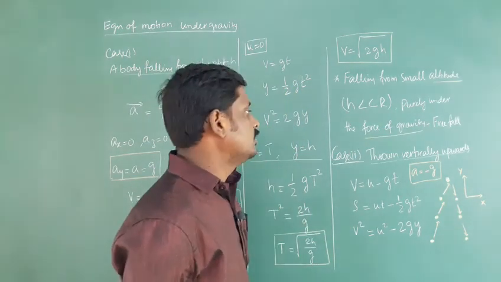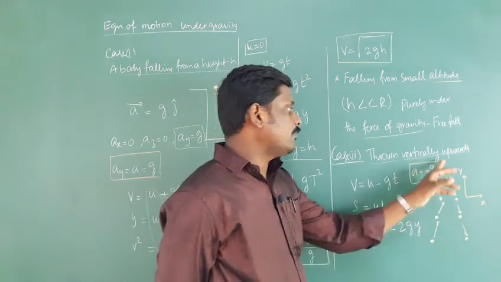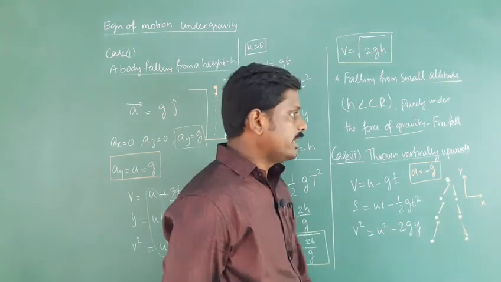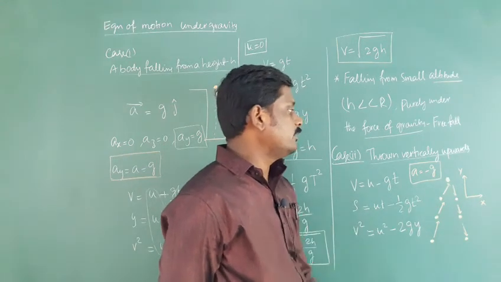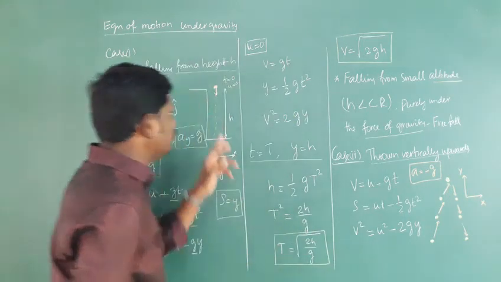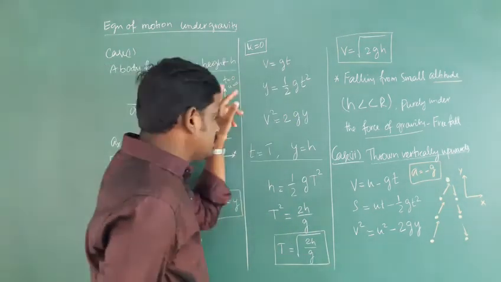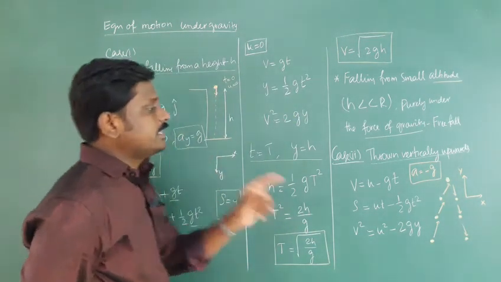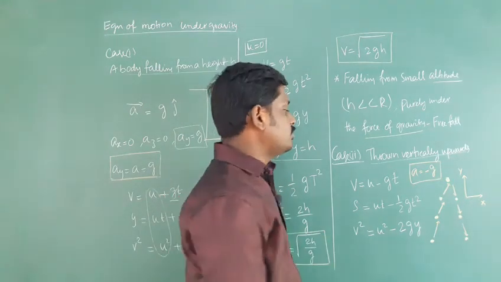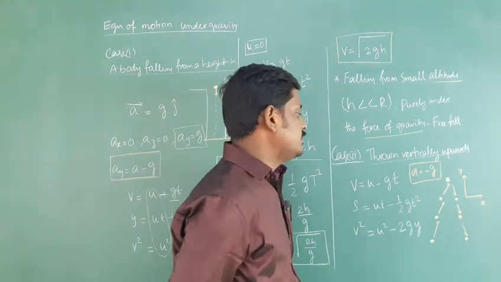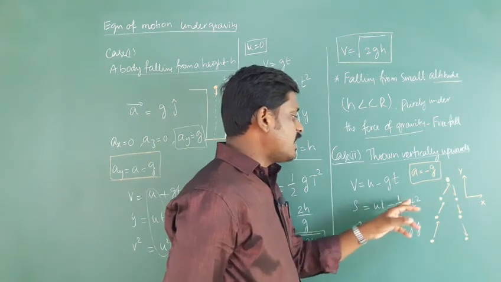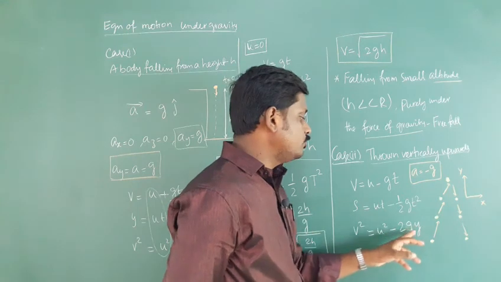Then case 2, an object is thrown vertically upwards. Vertically upward means it is moving in the y direction, and for convenience you take it as negative. Here the object is moving against gravity, whereas earlier the object was moving towards gravity. Towards gravity is taken as plus, against gravity as minus. So in the three equations of motion, substitute a equal to minus g. So u minus gt, then minus half gt square, then minus 2gy.